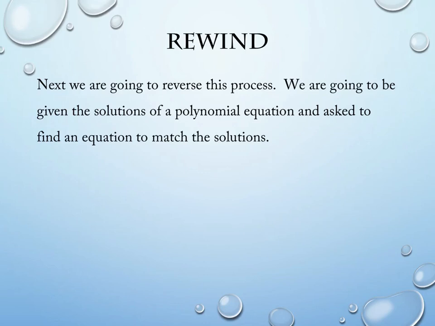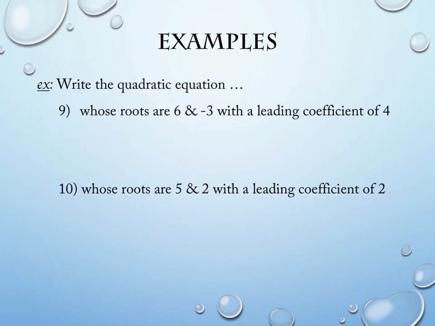All right. We're going to rewind. This is our last thing for today. We're going to reverse this process. We're going to be given the solution of a polynomial equation and asked to find the equation that it matches. Okay, this is actually very friendly. This one tells you the roots. Roots means solutions are 6 and -3, and it has a leading coefficient of 4. Okay, those are the important pieces.